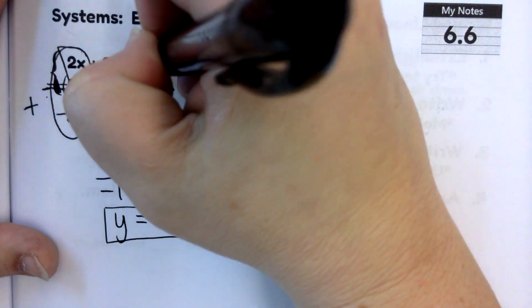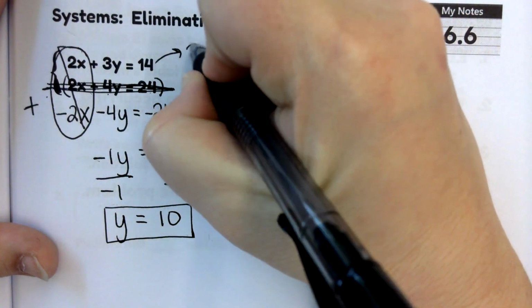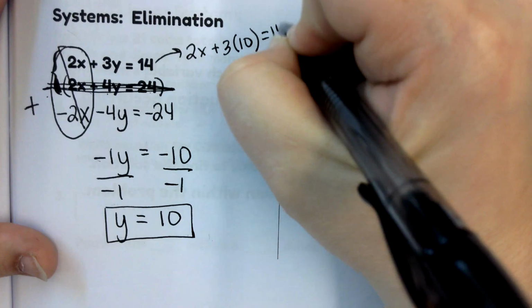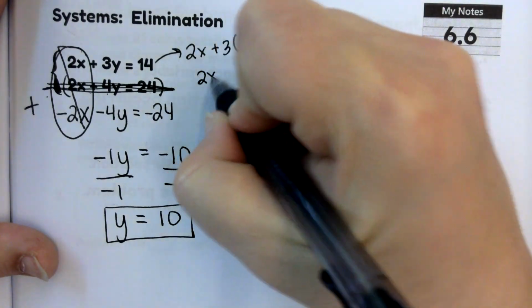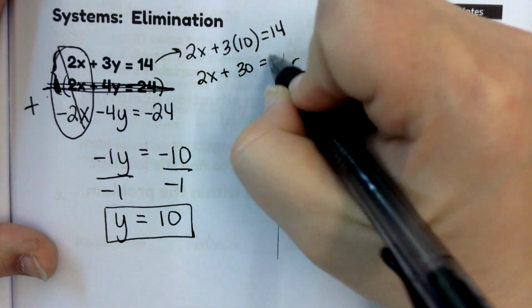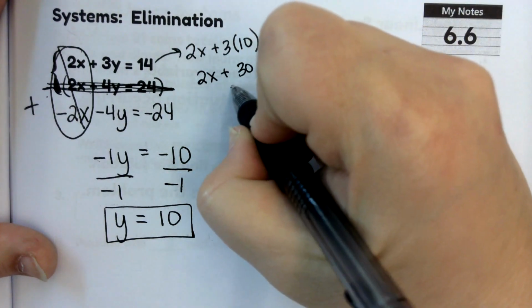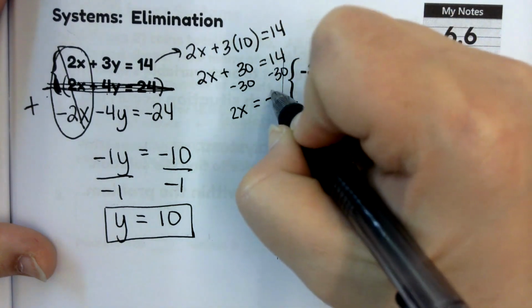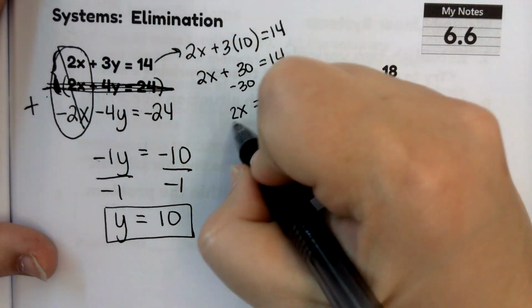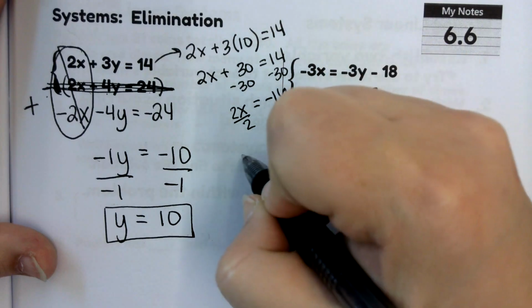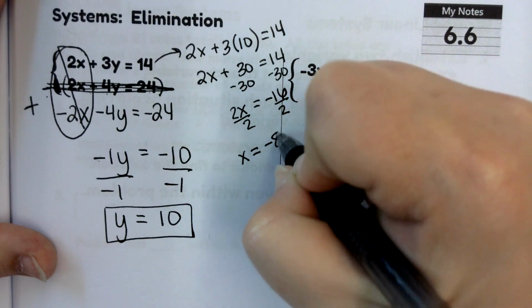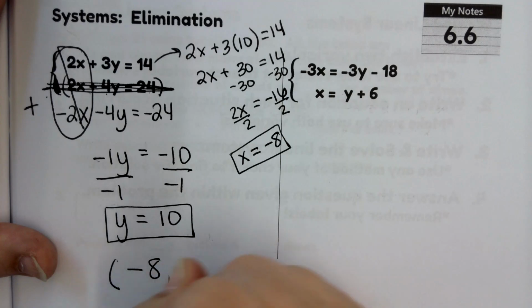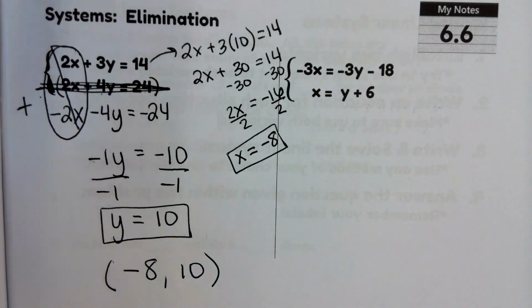I'm going to choose this top equation. 2x plus 3 times 10 equals 14. So that's 2x plus 30 equals 14. Minus 30 on both sides. 2x is equal to negative 16. Divide both sides by 2. X will equal negative 8. So my solution is negative 8, 10.